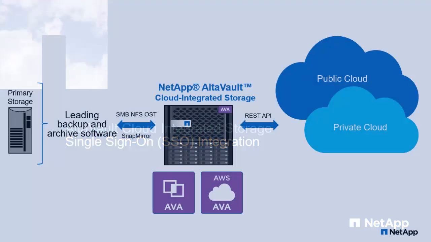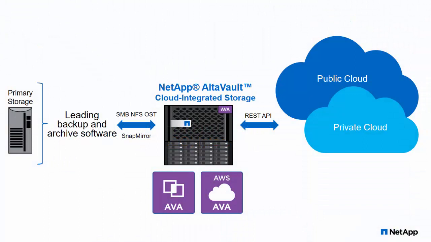To begin, let's do a quick review of AltaVault. AltaVault is a simple, easy-to-use cloud-integrated storage appliance which provides access to backup and archive applications via NAS protocols including SMB, NFS, Veritas Open Storage, and SnapMirror. Backups and archives are written to the appliance by any of the leading backup application providers.